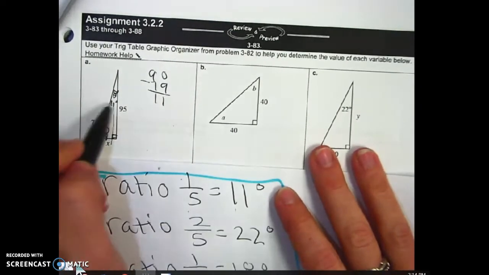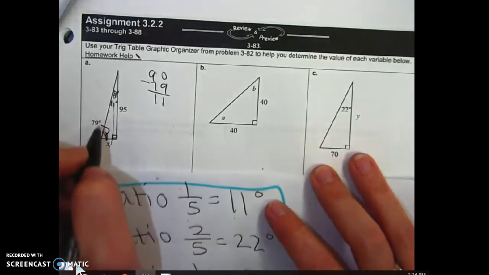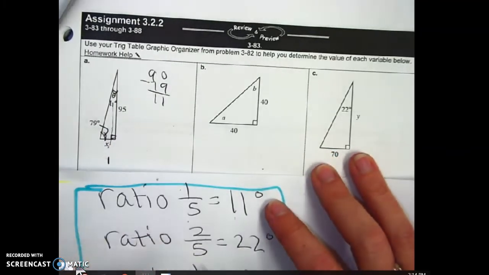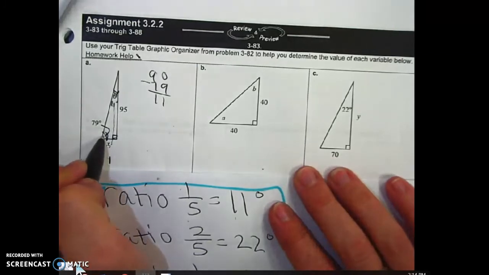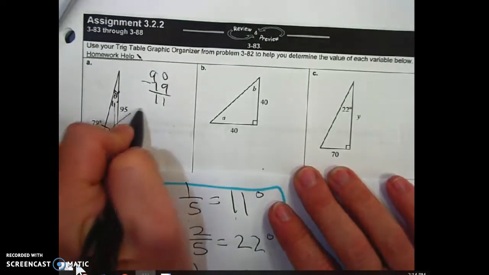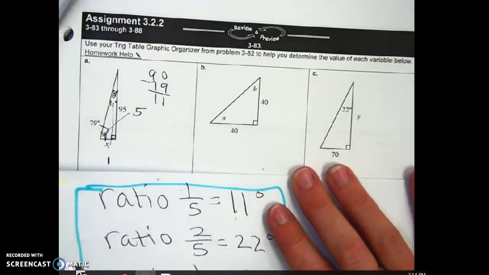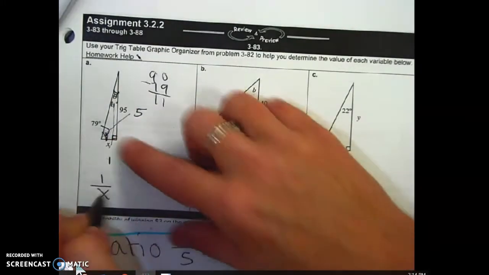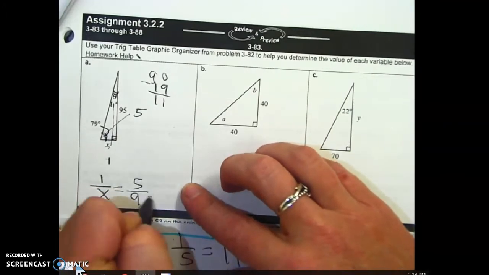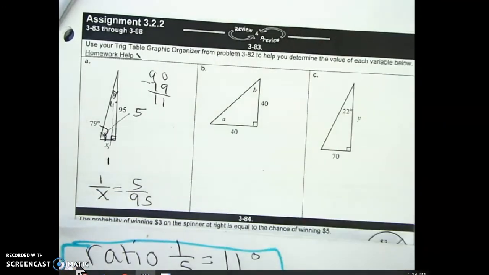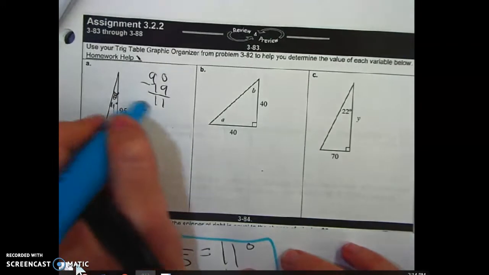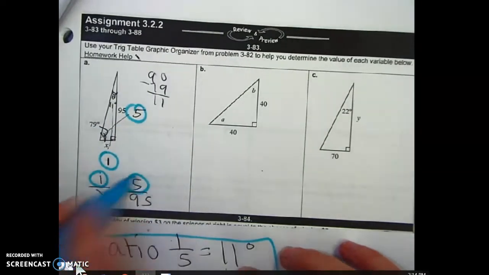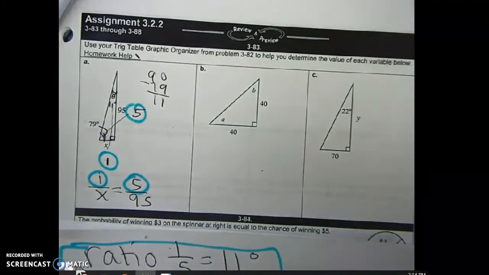So how do I know? 11 is smaller. It's across. That's the 1. 79 is bigger. That's across. It's the 5. So I'm going to set up a ratio. 1 over x equals 5 over 95. So I want you to see the ratio. 1 to 5. 1 to 5. And then we're using our x and 95.